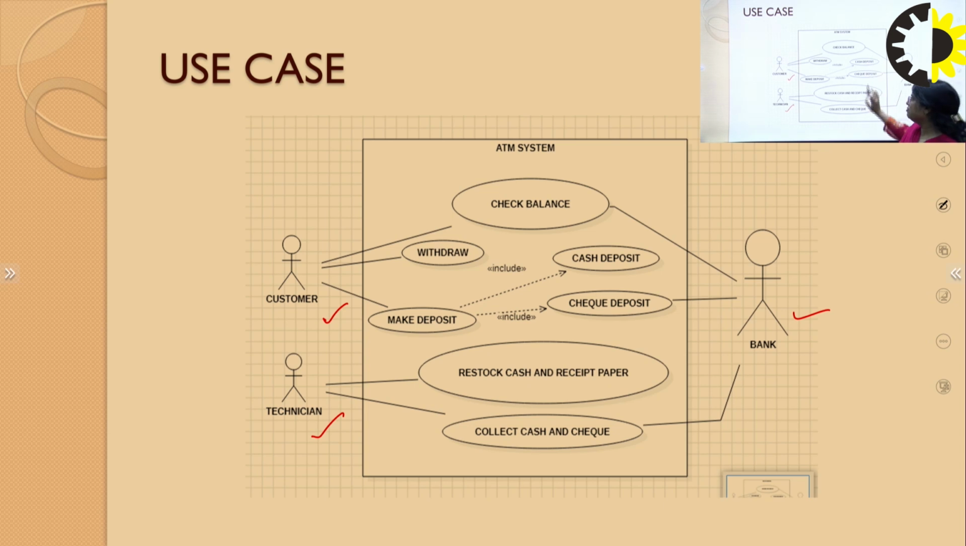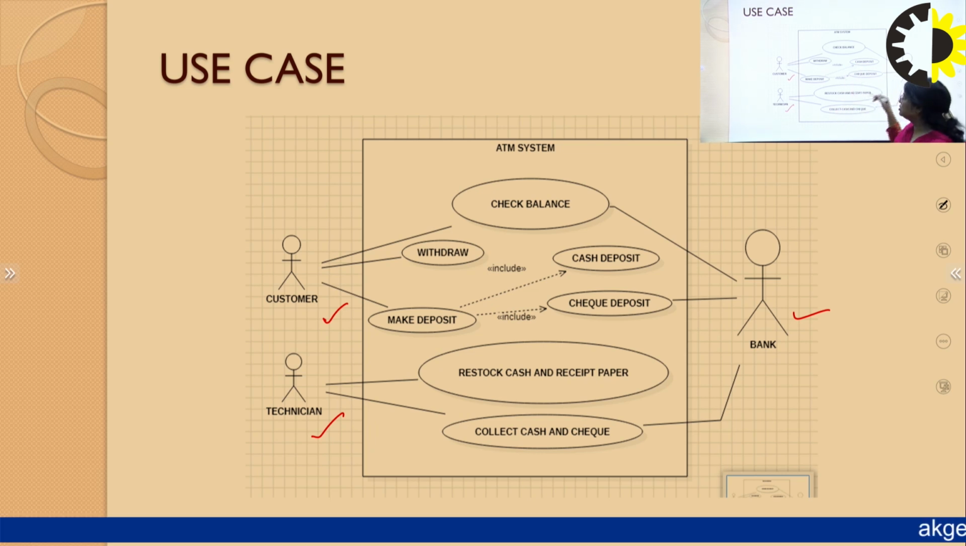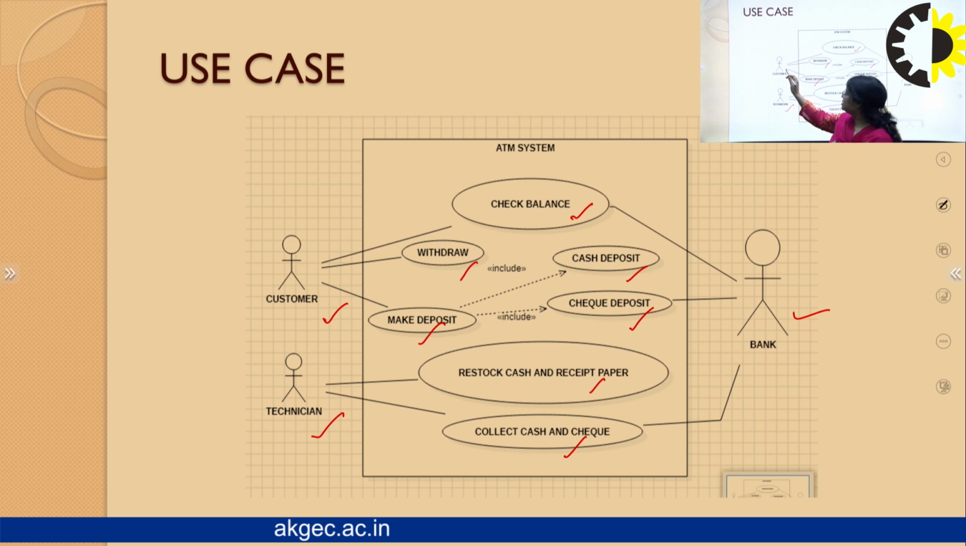So here we have used a few functionalities of the ATM system. The main functionalities are going to become the use cases for this project. The main functionalities are check balance, withdraw, cash deposit, check deposit, make deposit, restock cash and receipt paper, and collect cash and check. The customer can access these use cases. The customer can check balance, withdraw, and make deposit.